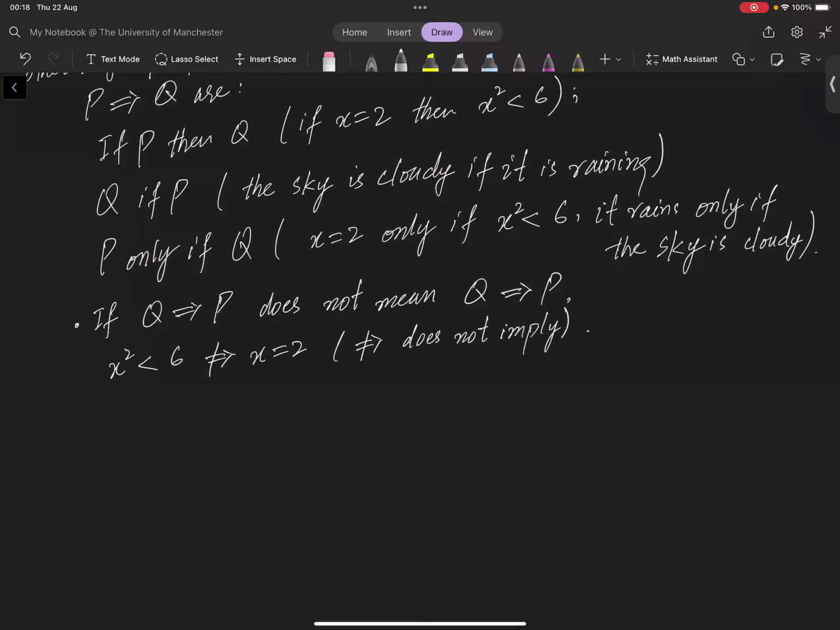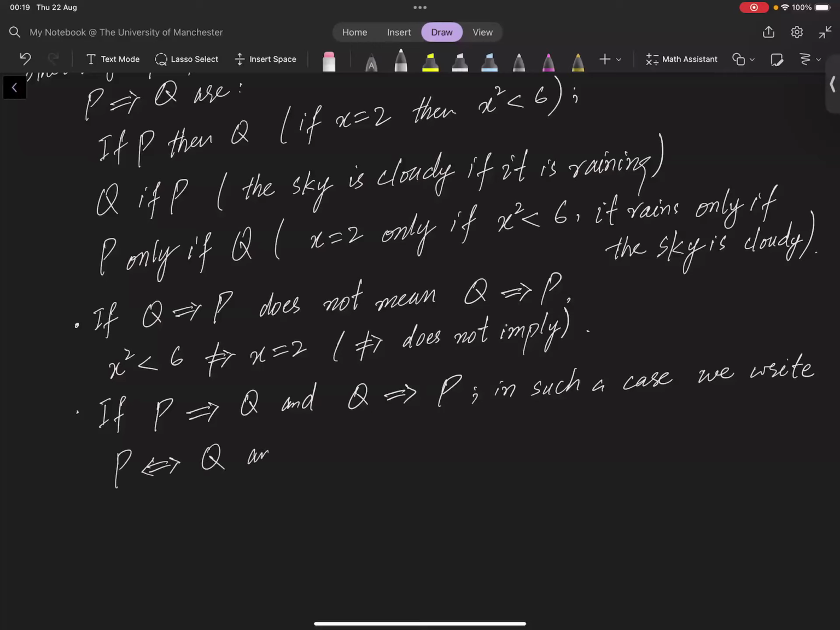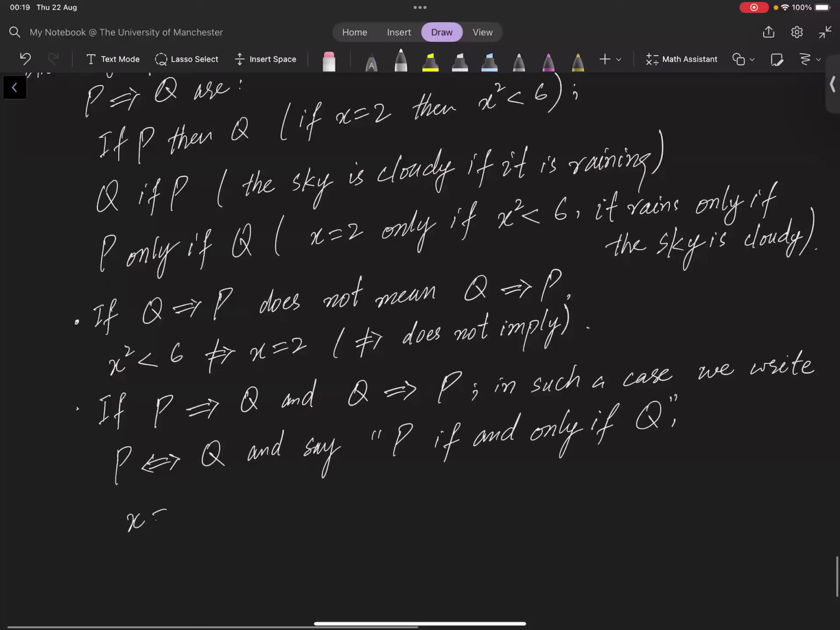However, for some statements P, Q, it is the case that both P then Q and Q then P. In such a case, we write P if and only if Q, and say P if and only if Q. For example, x is 2 if and only if x cube is 8.